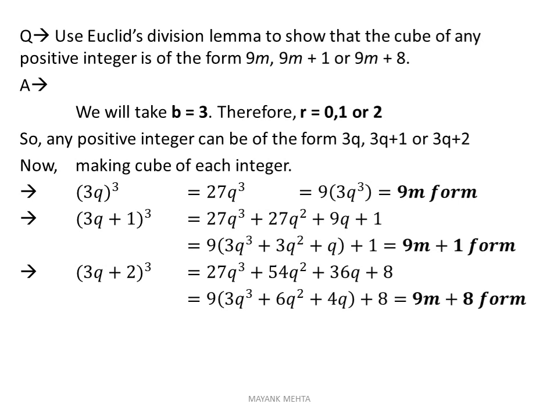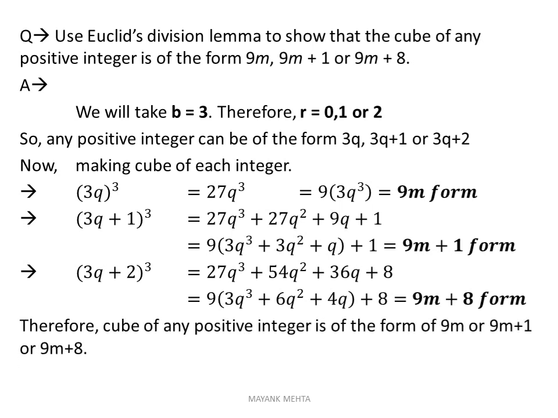Now the bracket is there, we can take m in the place of the bracket, because q is also any integer, and the simplified form of this bracket will also be any integer. So this is of the form 9m plus 8. So we have proved that the cube of any positive integer is of the form 9m, or 9m plus 1, or 9m plus 8.